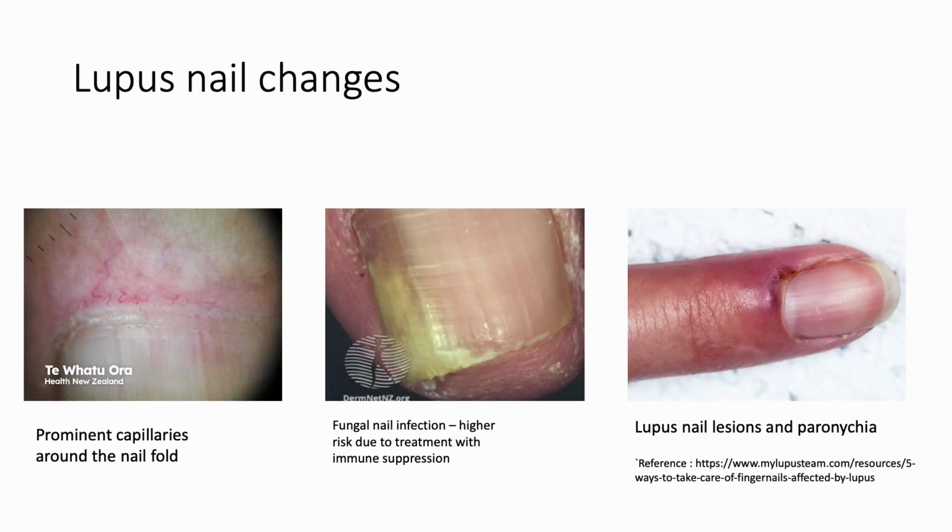Here are some images of the nail changes seen in lupus. The prominent capillaries around the nail fold is seen in the first image, due to small vessel vasculitis. Paronychia due to periungual lesions, causing ridging and grooves and onycholysis. And the third image shows a patient with lupus who's had a UV light manicure, and this can increase the risk of a flare in patients with lupus photosensitivity.